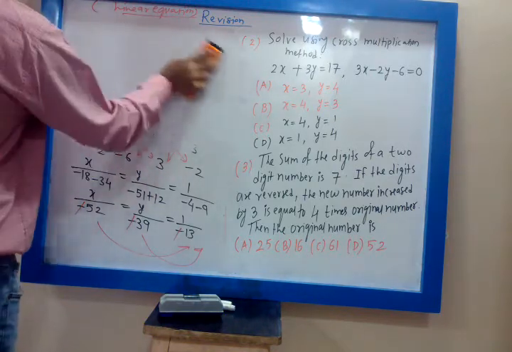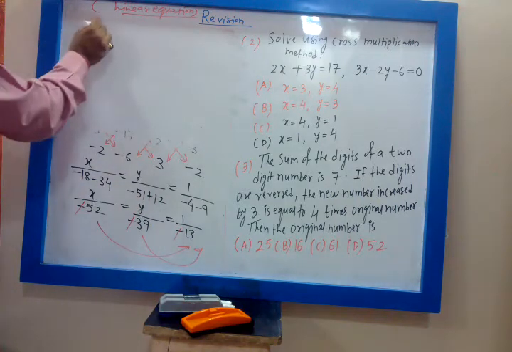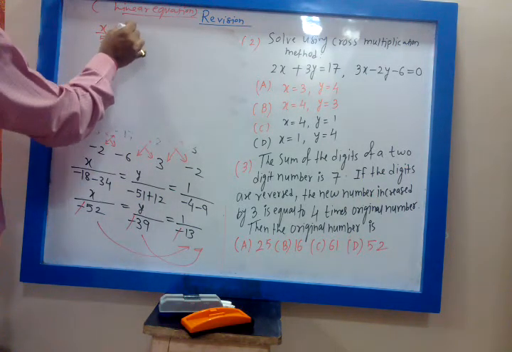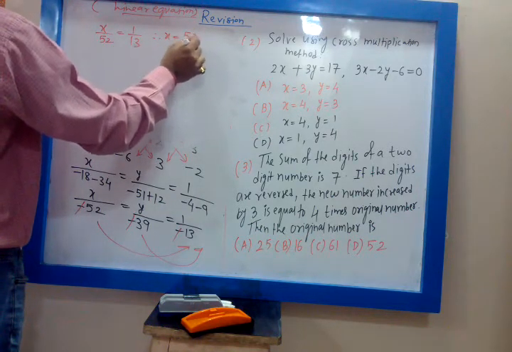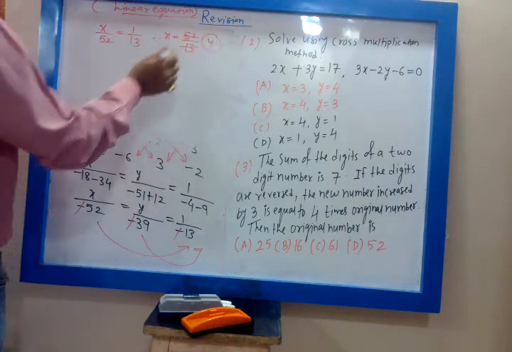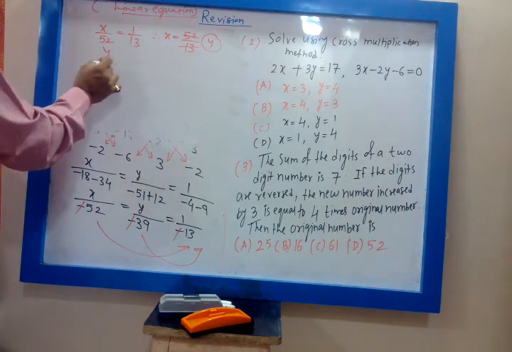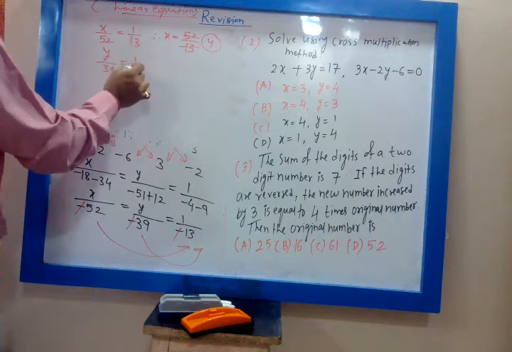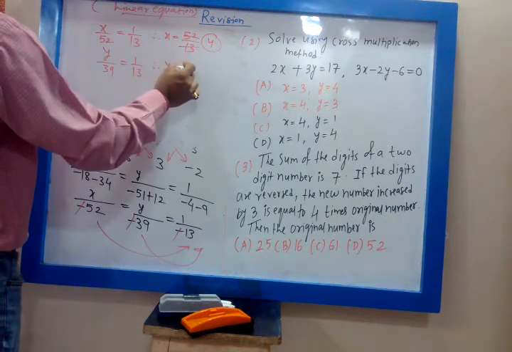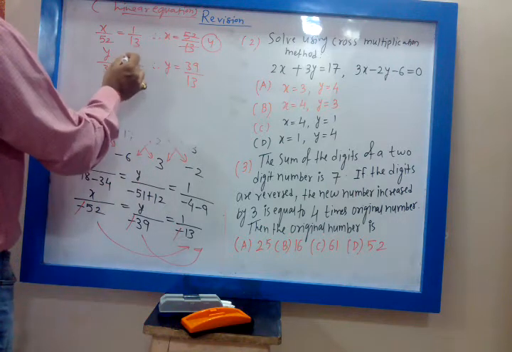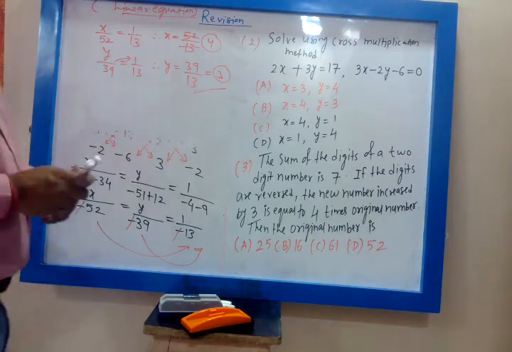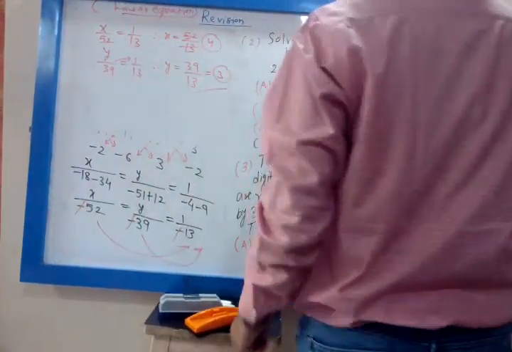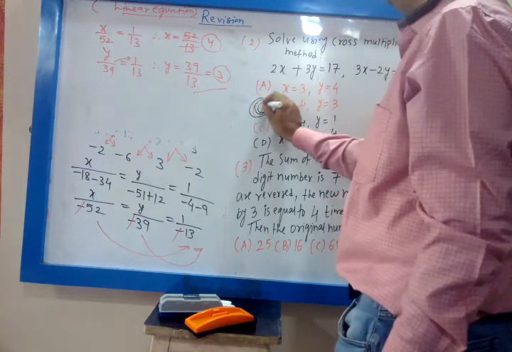What will you get? X upon 52 is equal to 1 upon 13, so x is equal to 52 upon 13. 13 fours are 52, x is 4. Then y upon 39 is equal to 1 upon 13, so y is equal to 39 upon 13, that is 3. The answer is x is equal to 4, y is equal to 3. Which option? B. So B was the correct option. Very good. All of you have given the correct answer B.